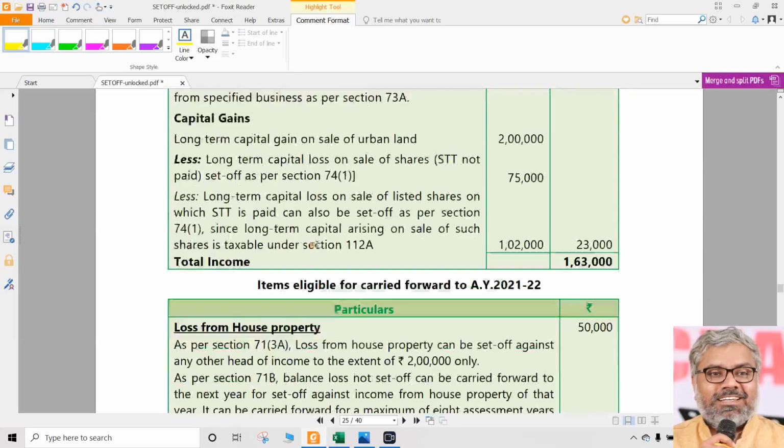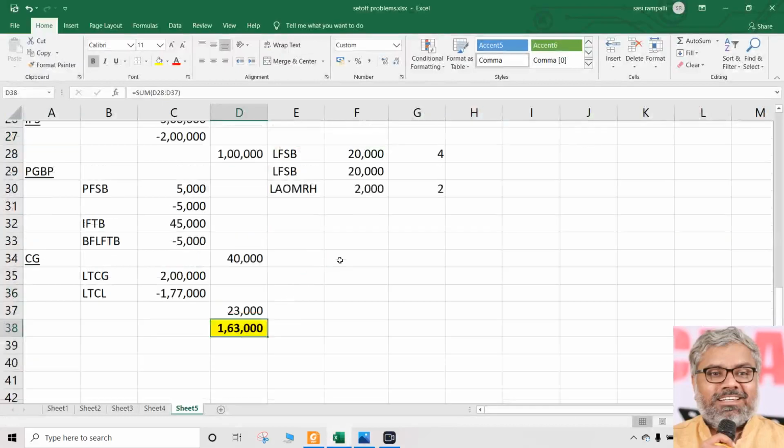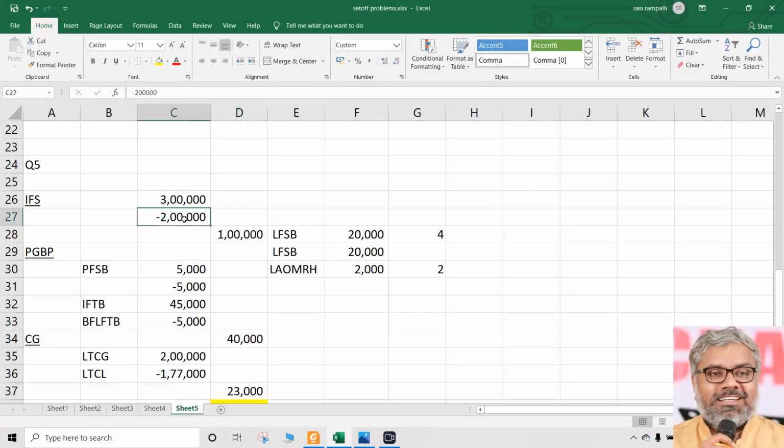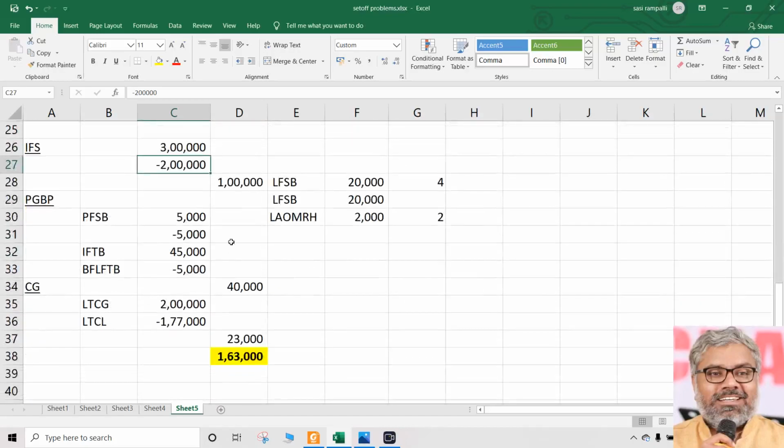Now the income of this person is 1,63,000. So this is important to note. Such mistakes should not be made. Always when we take loss from house property, you have to keep in mind 2 lakhs rupees only is permissible, not anything more. So that point has to strike directly, blindly. We cannot always set off against salaries. The amount also has to be kept in mind. That's a lesson you can learn from this. So with this, the total amount is 1,63,000.